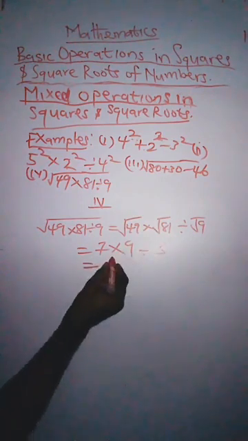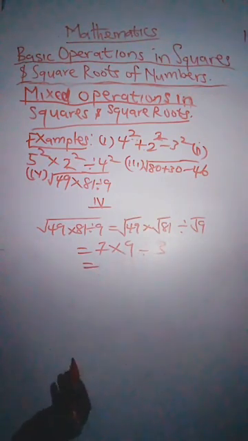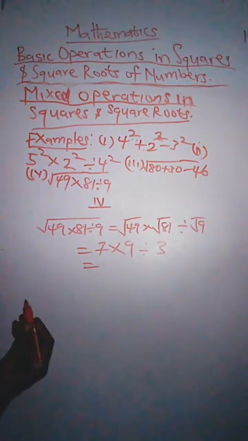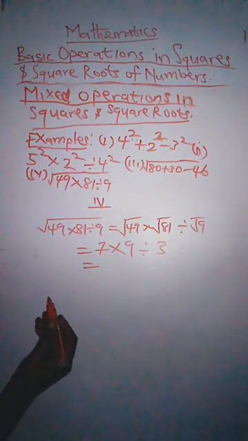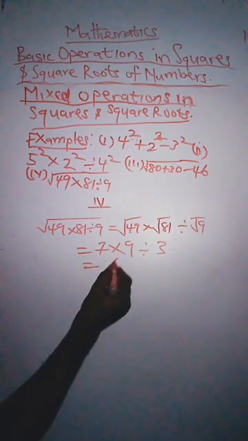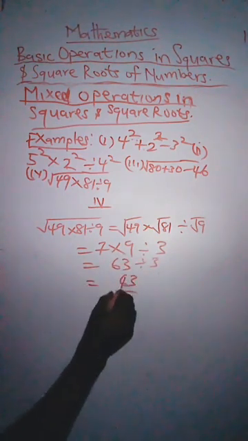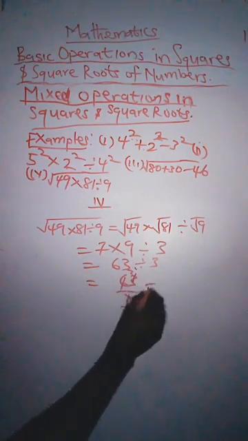So since we have only multiplication and division operations, and they have the same strength, you can start from here to here. If you don't understand what I'm saying, you can watch our video under basic operations in mathematics to know the strength of each basic operation in mathematics. So 7 times 9, 63 divided by 3. So this is 63 over 3. 3 here 21, 3 here 1. So the answer is 21.